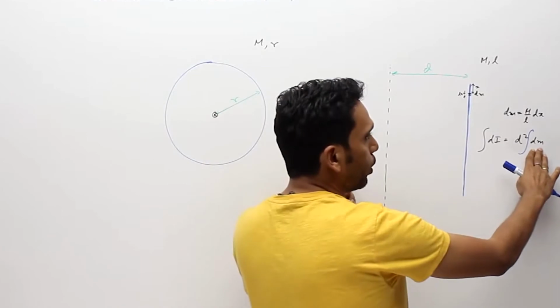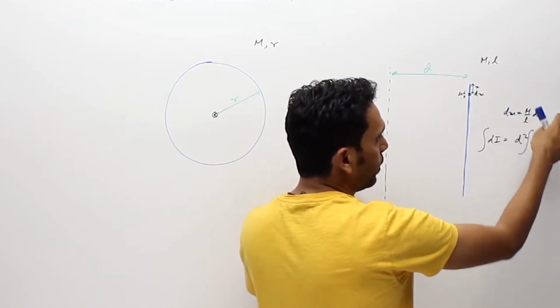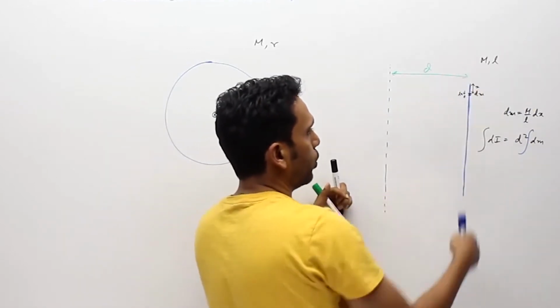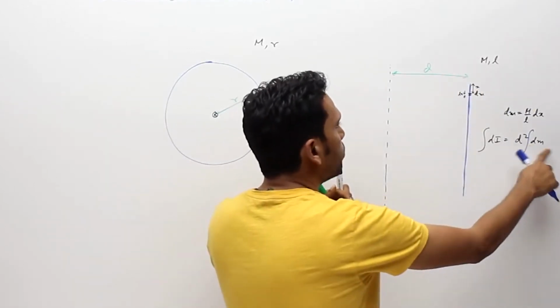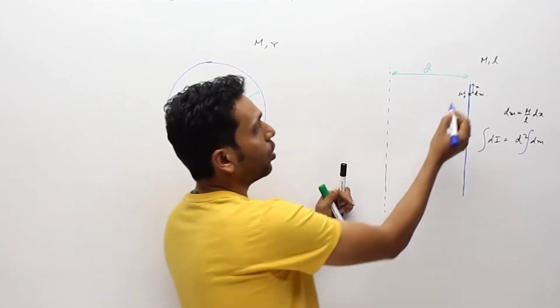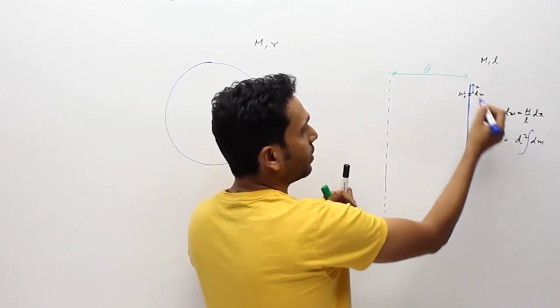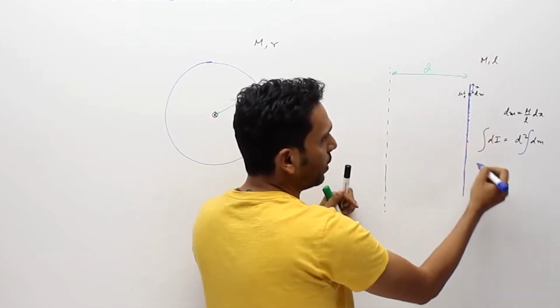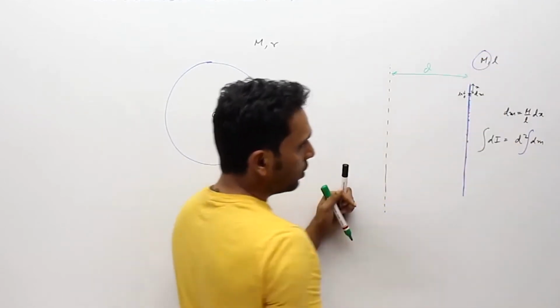So do I need to replace the dm with the m by l dx and do it further, x going from 0 to l? I don't have to. Dm simply means the essence is all the small dm's added. Dm integration means all the dm's added. So all the dm's added is going to give you the big M, the whole of M.